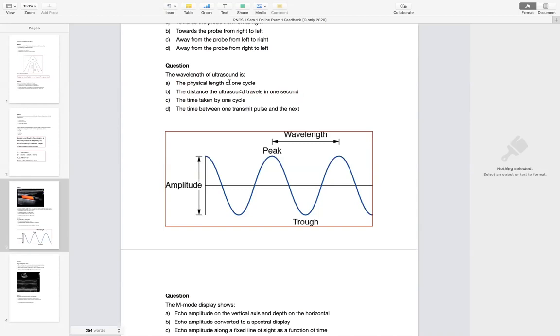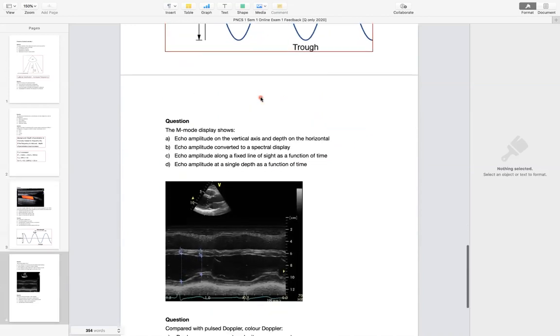So really, by thinking slowly, carefully about the question, there's only one answer possible. Wavelength is from one peak to the next peak, or if you're looking at it inversely, from one maximal downward excursion to the next, it's the physical length of one cycle. That's wavelength.